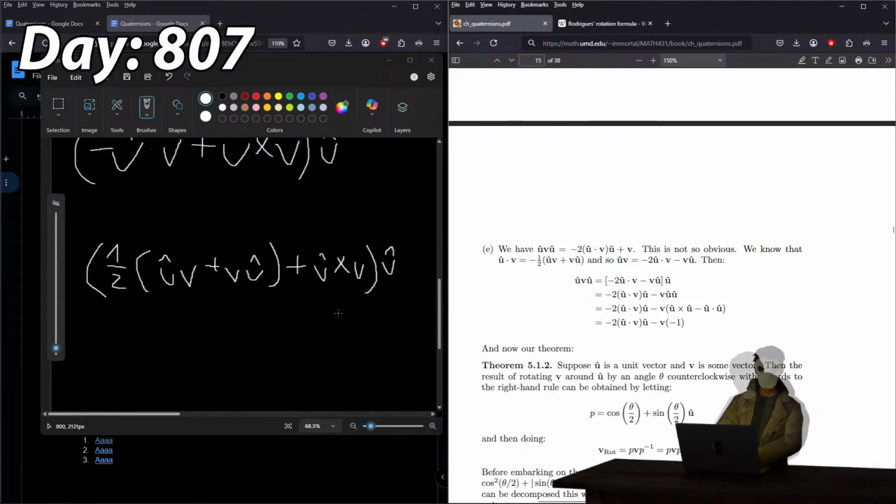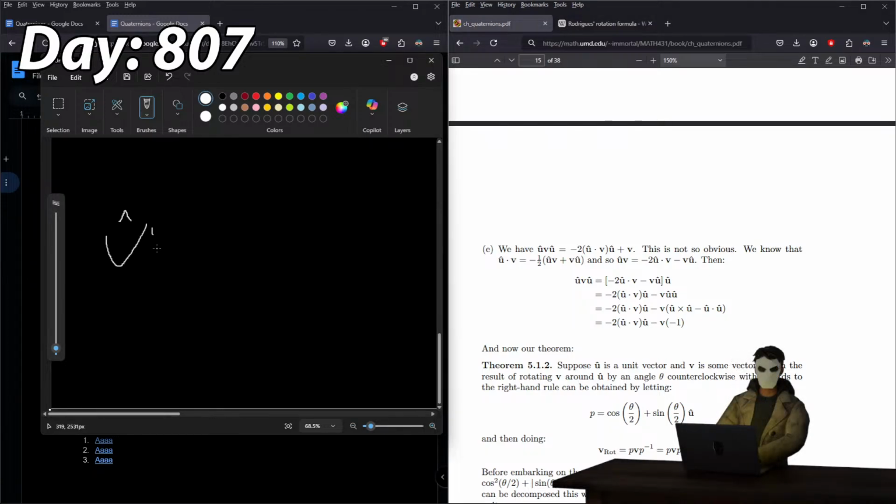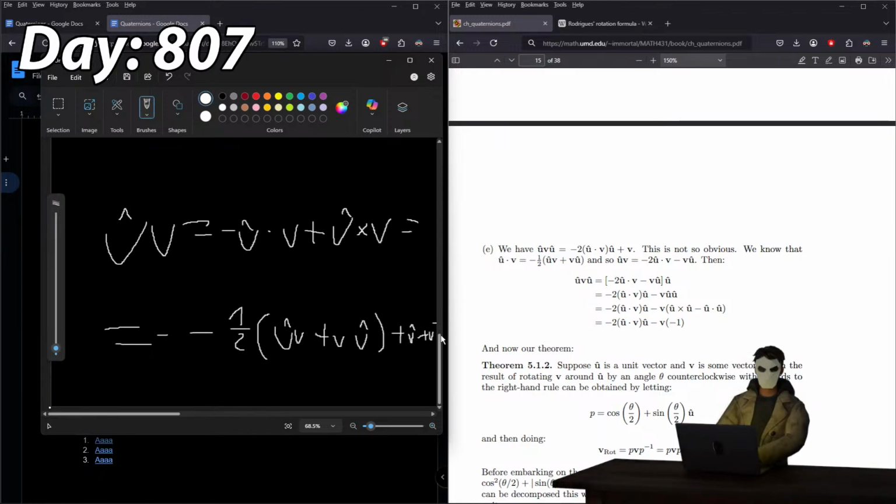So basically, we can just... Let's just do the one. uv should be equal to minus u dot v plus u cross v, which then should be equal to, according to this, minus 1 half u v plus vu plus v cross u cross v. And then this should be equal to... I'm running out of paint. This should be equal to plus 1 half, so 1 half.